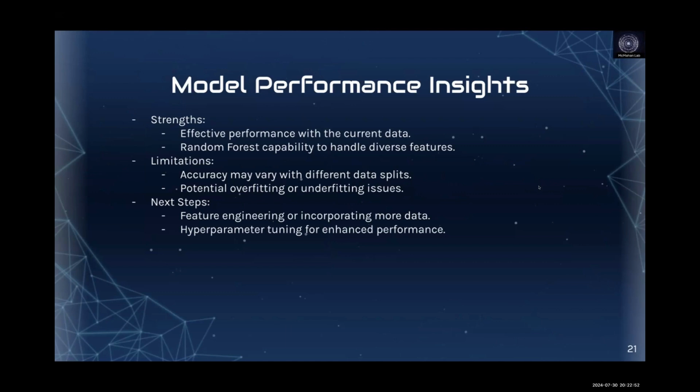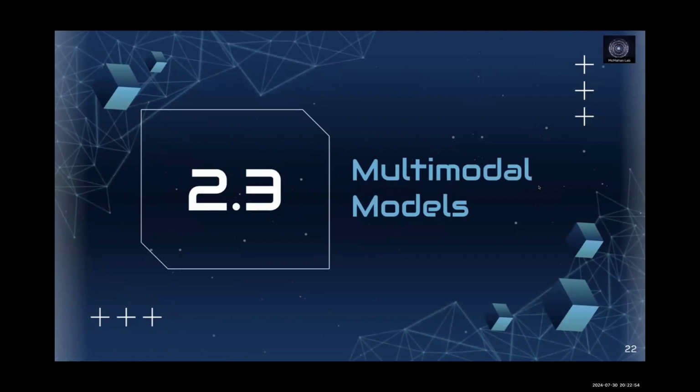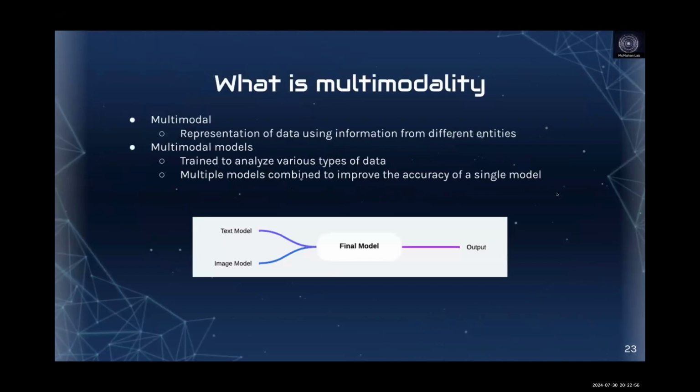Next up, we got our multimodal models. So what is multimodality? It's like representation of data using various sources of information. This could be text data and image data, as it's very common, but from a biological standpoint, you could use MRI and X-rays, which are two different datas that carry different information.